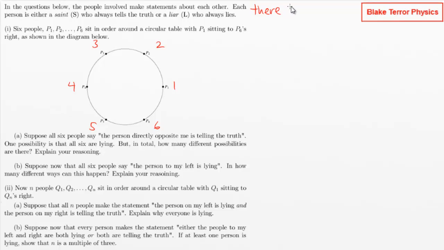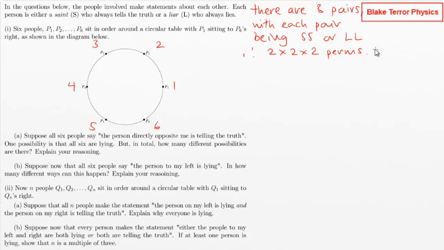So this is the usual problem of explaining it. There are 3 pairs, with each pair being, well, they've either got to be SS or LL. So we've got 3 pairs with 2 options. So therefore, we've got 2 by 2 by 2 permutations, which means 8 possibilities, which is what they were asking for, wasn't it? Number of possibilities. Yeah, there we go. Oh no, here, total different possibilities.